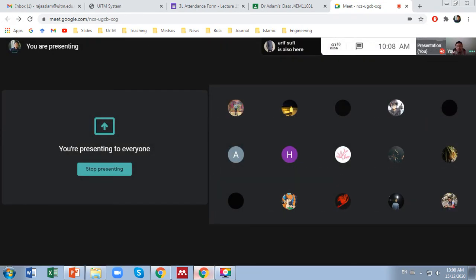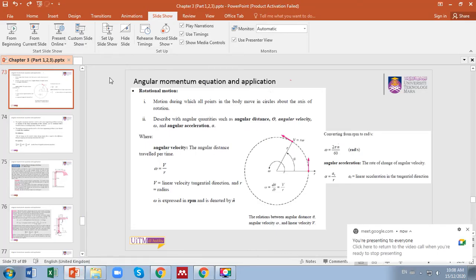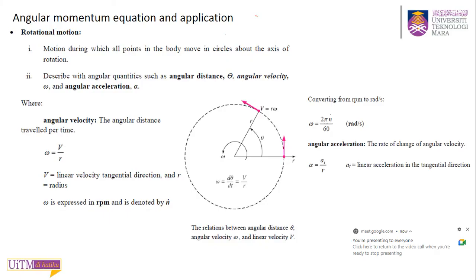Okay. So the motion is rotational, it spins. So that's why they have angular momentum. Compared to linear momentum, where your motion is a linear motion. So that's why you have linear momentum. Okay. So that's the big difference between angular and linear momentum.